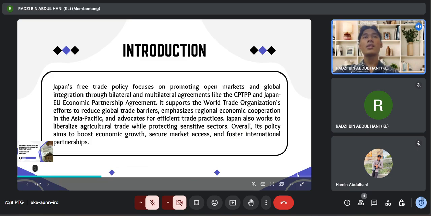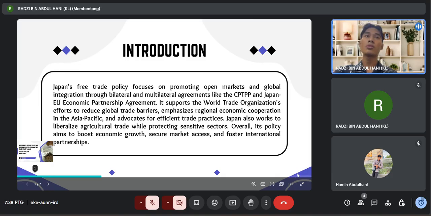Japan's free trade policy focuses on promoting open markets and global integration through bilateral and multilateral agreements like the CPTPP and the Japan-EU Economic Partnership Agreement. It supports the World Trade Organization's effort to reduce global trade barriers, emphasizes regional economic cooperation in the Asia Pacific, and advocates for efficient trade practices.